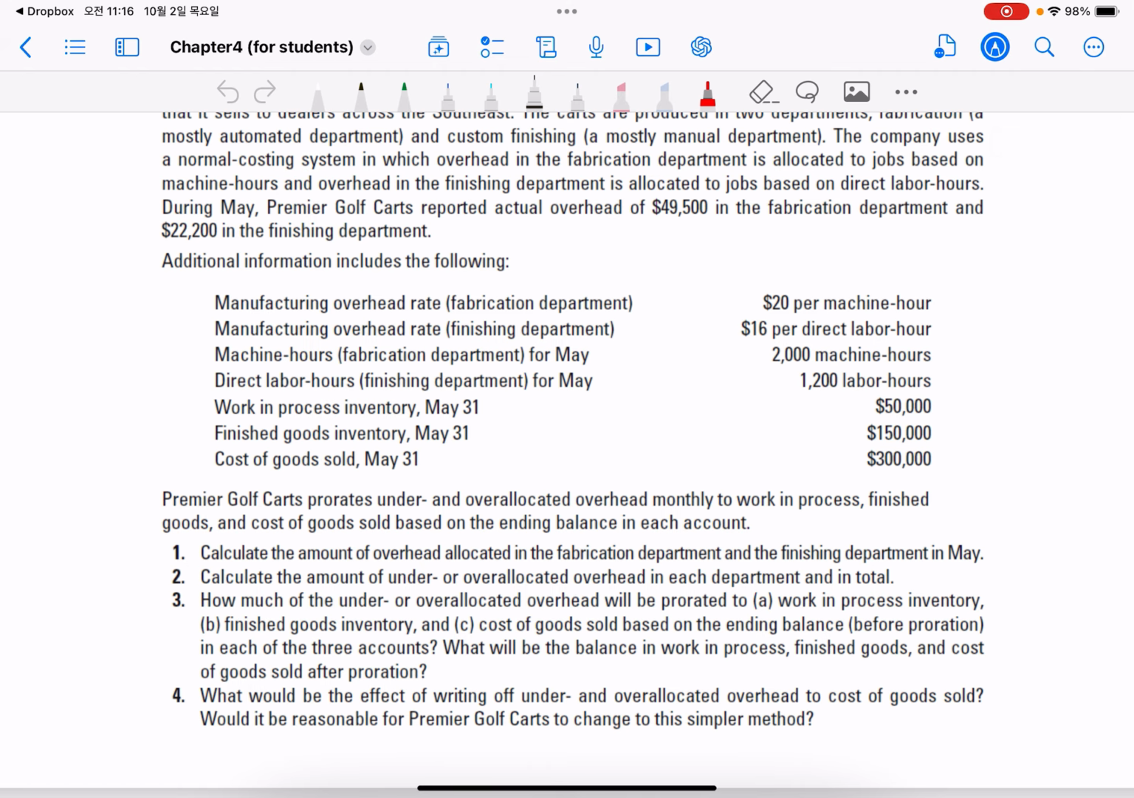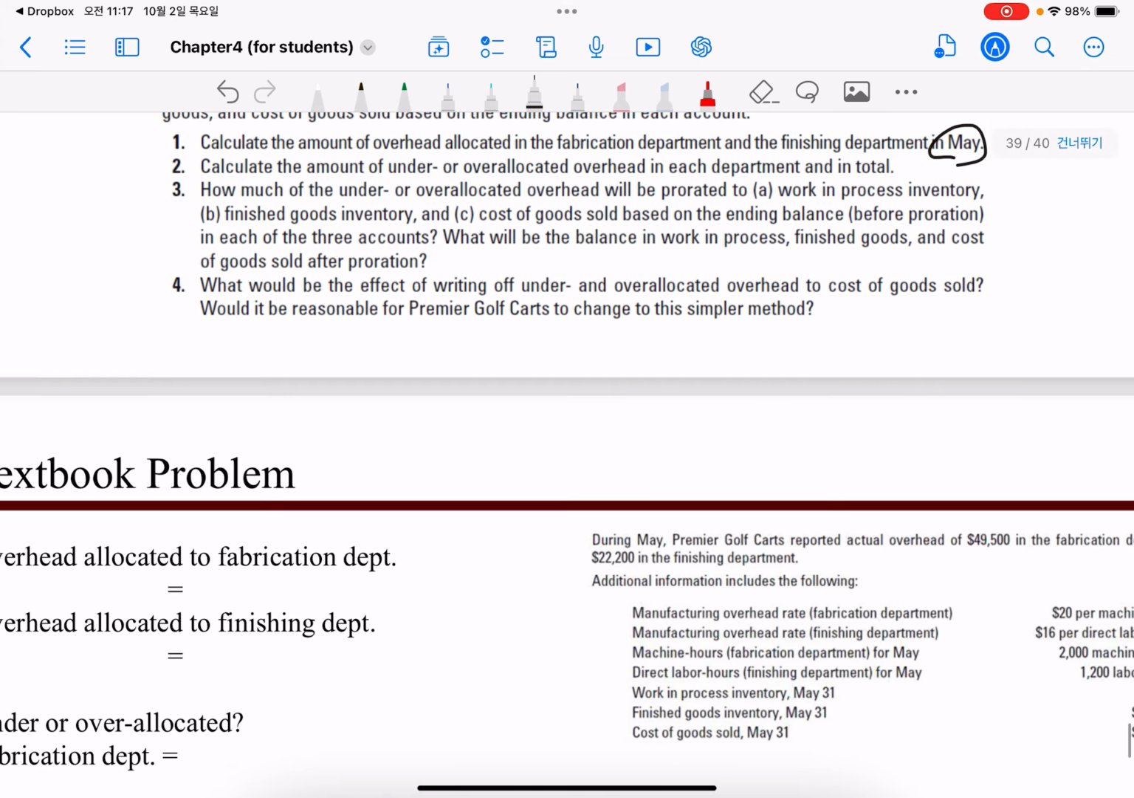finishing department. Actually, if you read through, the predetermined overhead rate for each department is already given, and here we are interested in May, and we also have those actual CABs for different departments in May, right? So all we need is these four numbers to come up with the overhead allocated in each department.